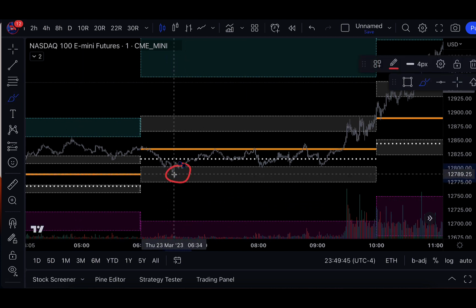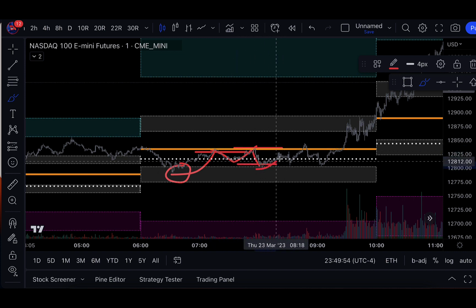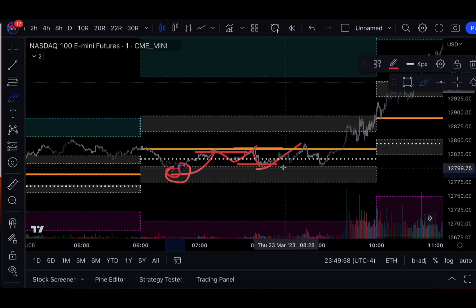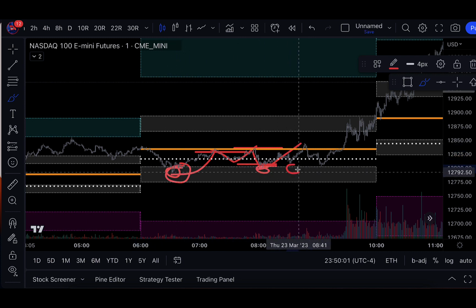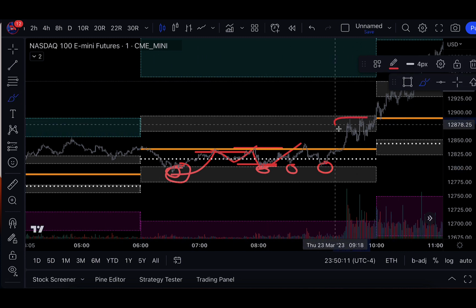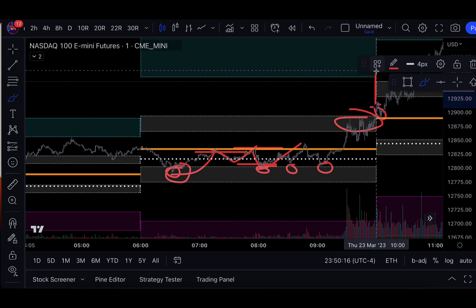Hits the cheap zone. Can't pass the orange line. Comes back up. Hits the cheap zone. What are you going to be doing? You're looking long in the cheap zone. You're looking long when price gets to the cheap zone. That's what you're looking for. And you're looking to go short when price is here at the expensive zone. And you can see that when it breaks, you then look for this TP area.